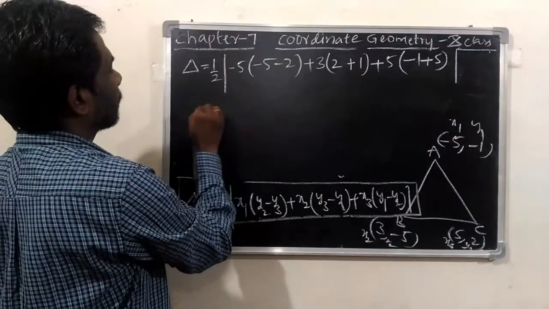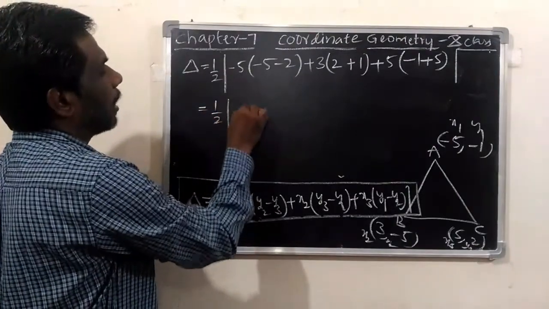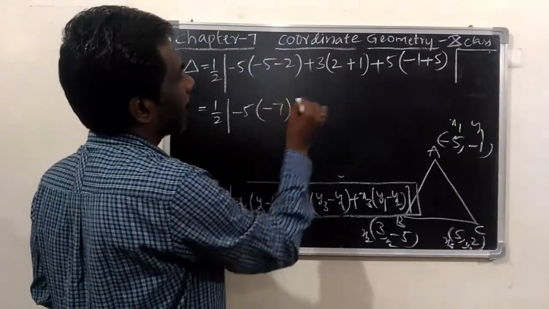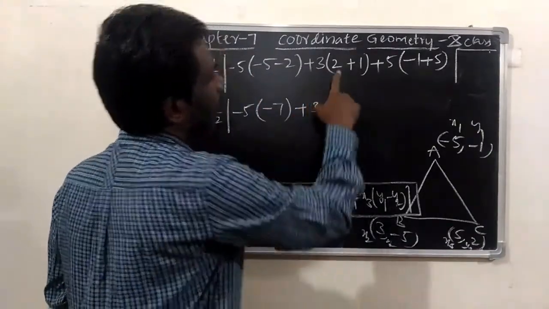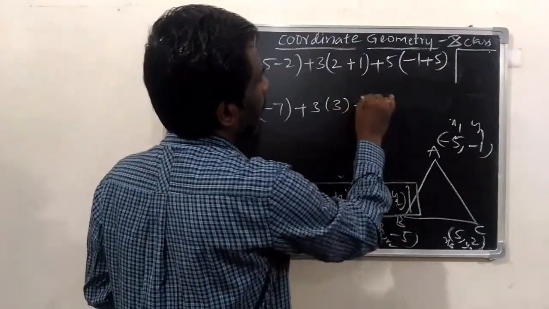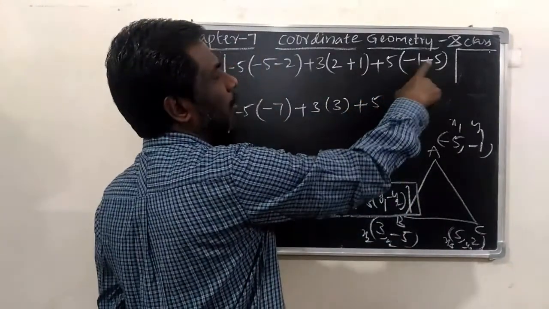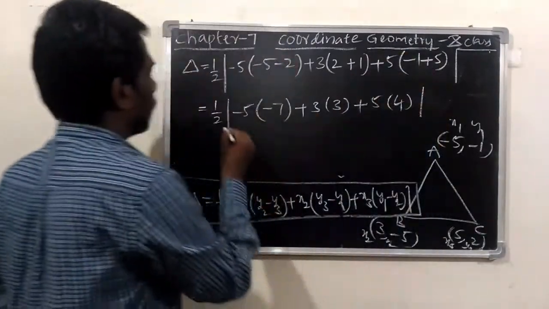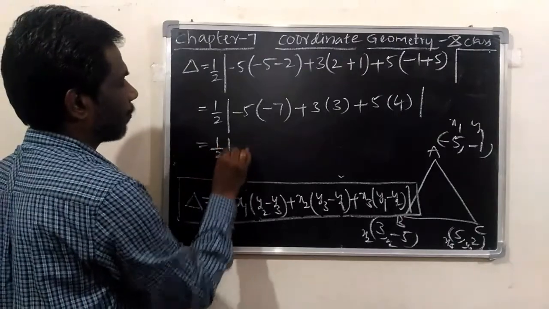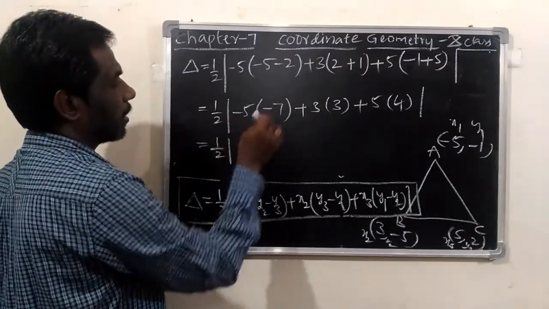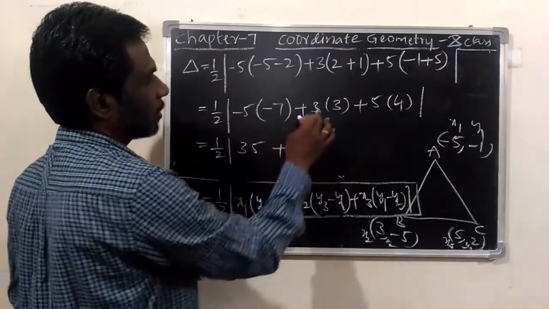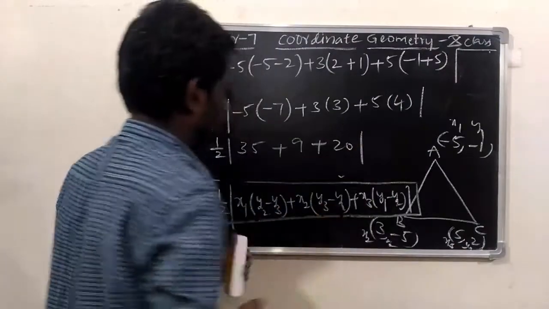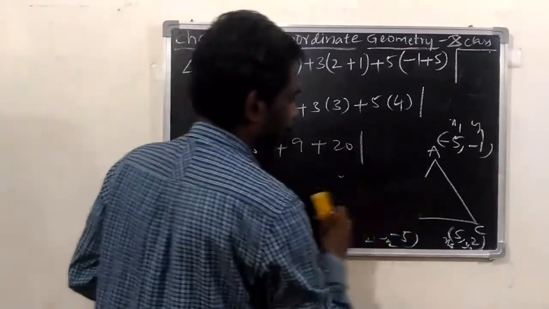Then simplify this. Half mod of minus 5 into (minus 5 minus 2, which is minus 7), plus write 3 as it is, into (2 plus 1, which is 3), plus 5 as it is, into (minus 1 plus 5, which is plus 4). This equals half mod of minus into minus plus, 5 sevens are 35, plus 3 threes are 9, plus 5 fours are 20.